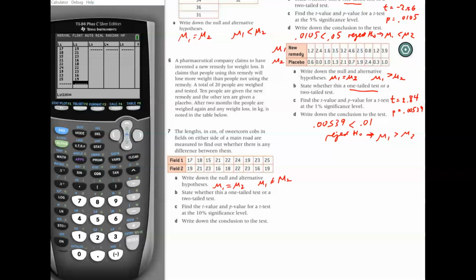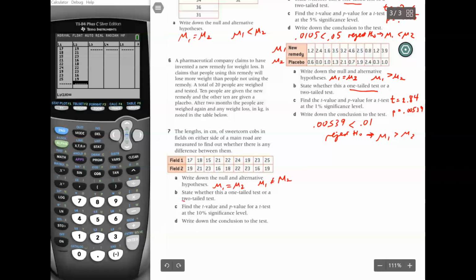Okay, so is it a one-tailed test or a two-tailed test? It's two-tailed because we don't know if it's greater than or less than. It might be either one. We're not limiting it, so it's two-tailed. Find the t-value and the p-value for the test at the 10% significance level.